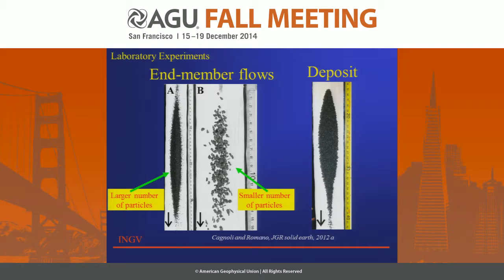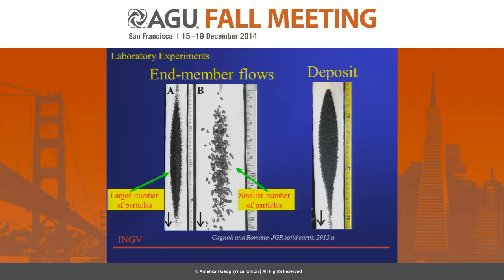Okay, these are the end-member flows we got in the laboratory experiments, and that's an example of a deposit. You see here that by changing grain size and flow volume, we do change the number of particles in the flow. And the number of particles in the flow is a key parameter which affects flow dynamics. This, for example, is the flow with the larger volume and the finer grain size, so that we get the larger number of particles. And this is the flow with smaller volume and coarser grain size, so that we get the smaller number of particles. So you see, these are truly flows which move down the chute.